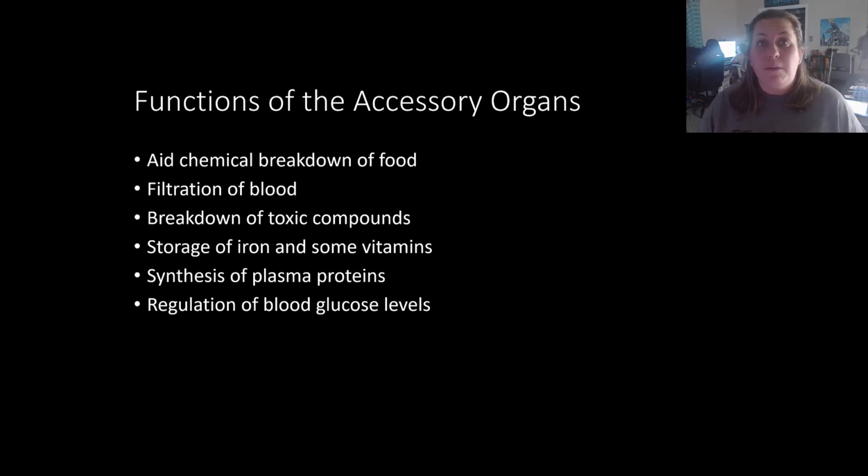Filtration of the blood is part of this with the liver. It gets first shot at the nutrients, kind of detoxifying and seeing what is available. Breakdown of the toxic compounds, like I just said, with the detoxifying. Storage of iron and some of the vitamins. So we see that they may store away some of those things. Synthesis of plasma proteins and regulation of blood glucose levels. So these are all examples of things that are going to help monitor and look at these accessory structures.